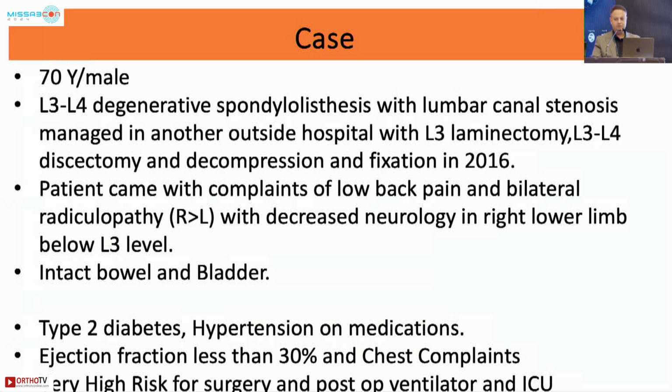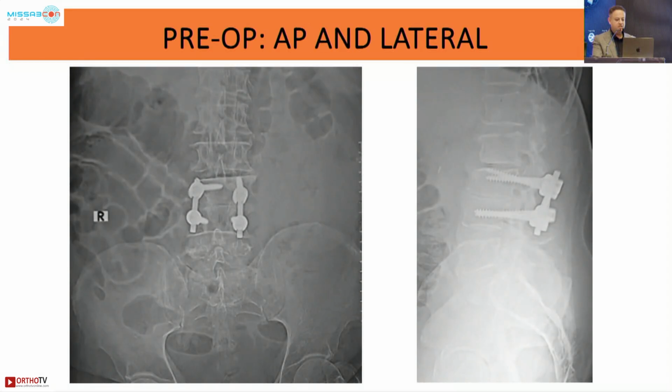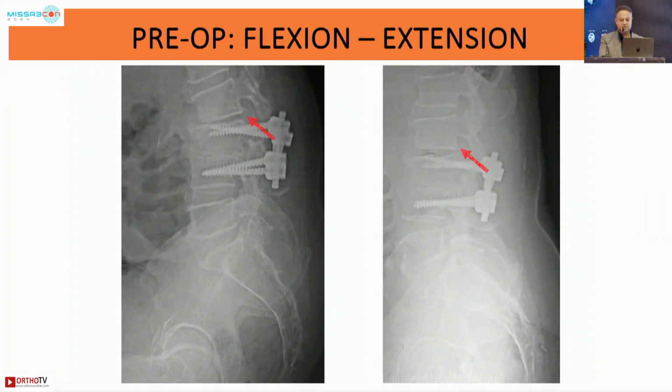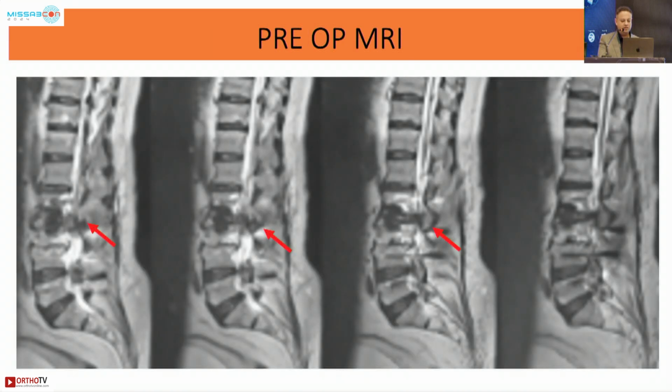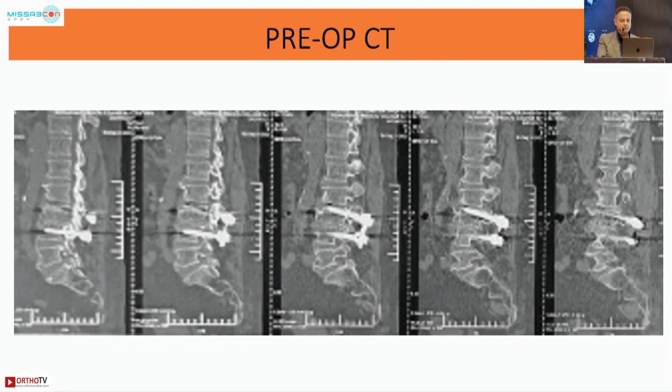experience, we've been expanding it to other things, such as the 70-year-old male with L3, L4 degenerative spondylolisthesis. Patient came with complaints of low back pain. He had been operated elsewhere in 2016, and you can see this is a well-fused area, and we didn't want to touch this. And he had an adjacent segment disease, a proximal junction problem, and then this is the pre-op MRI. This is the pre-op MRI again, pre-op CT.